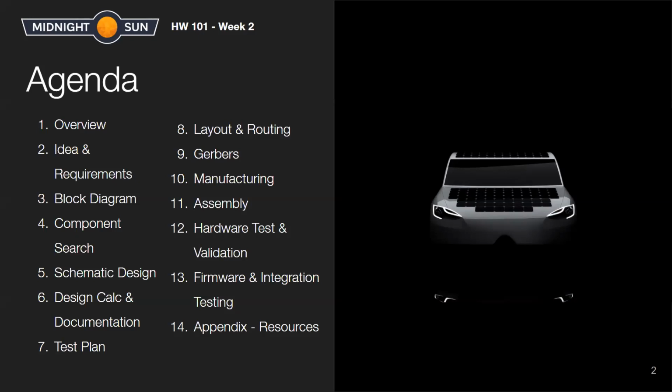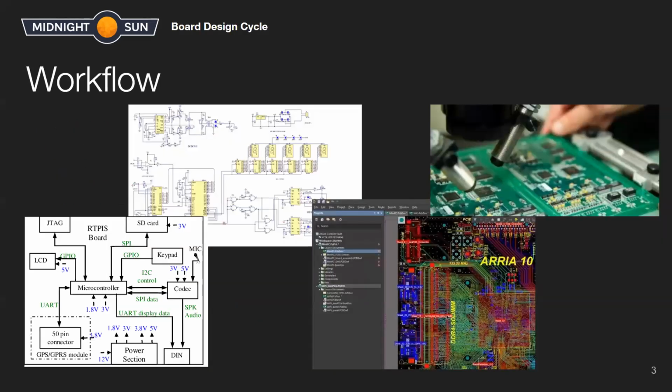Gerbers and how manufacturers will look at your PCB, how the PCB is actually manufactured, and through assembly, testing and validation with hardware, and then firmware as well, and then a bunch of links. So basically it goes through the block design, through schematic, PCB layout, and then the finished product. So we go over that.